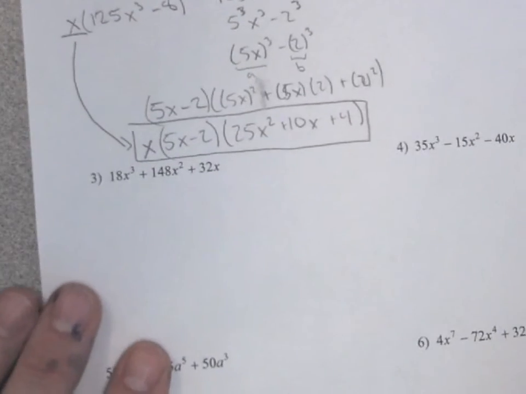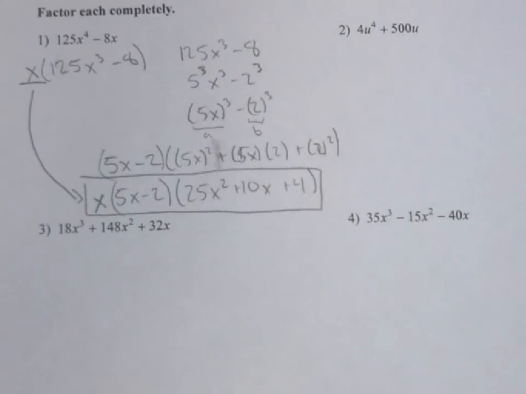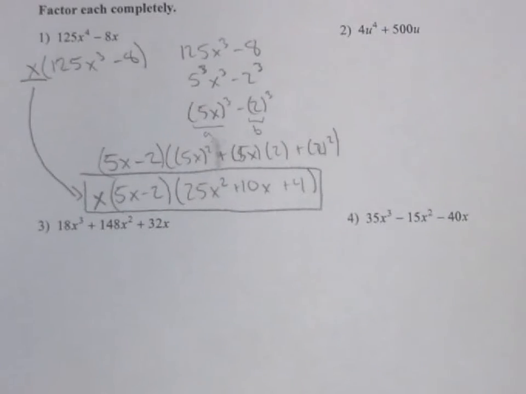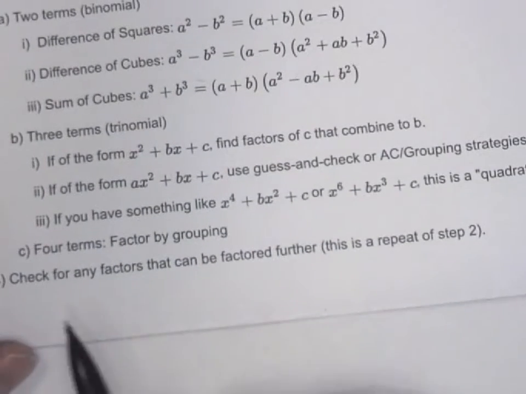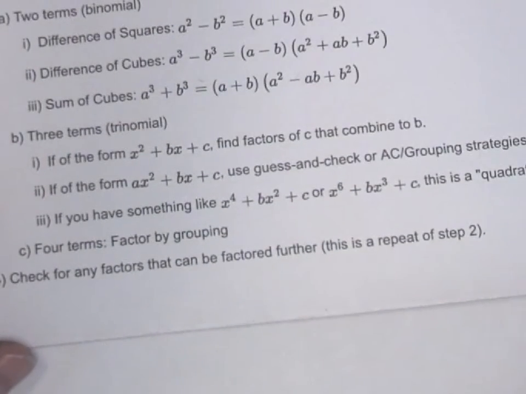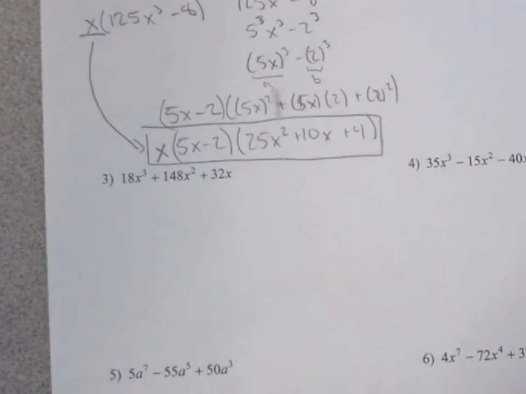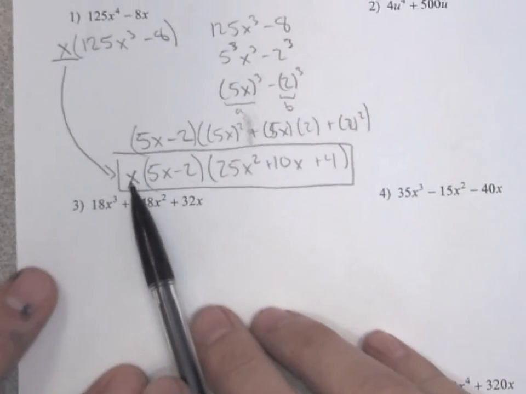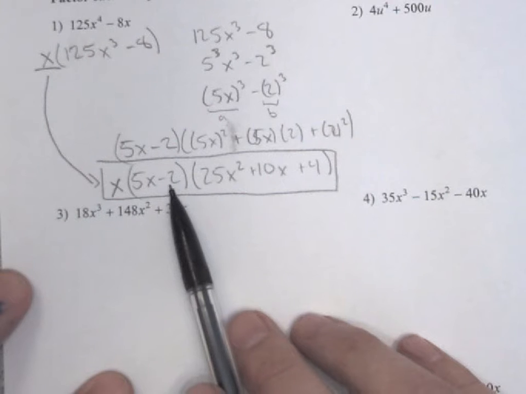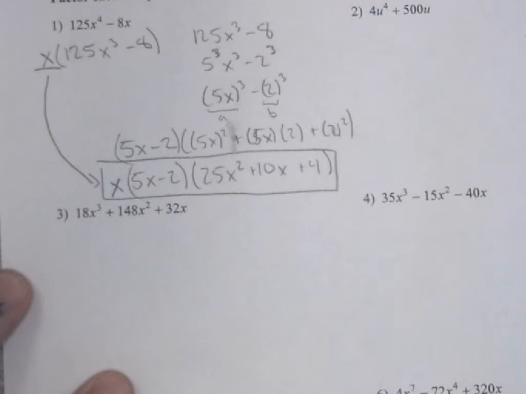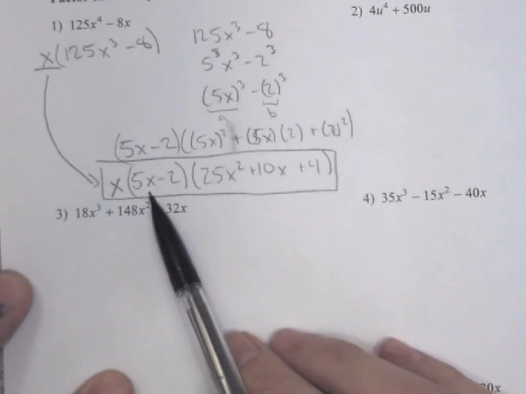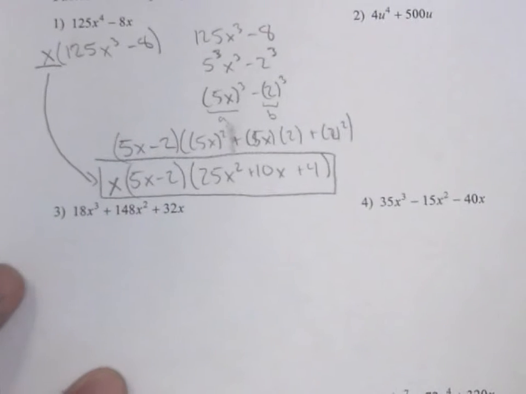Okay, so we kind of skipped over step 3. Let me go back and talk about step 3 really quick. Step 3 was to check for any factors that can be factored further. Well, this guy can't be factored any further. And this guy's a binomial, but it's not a difference of squares or a sum of cubes or a difference of cubes. So this can't factor.